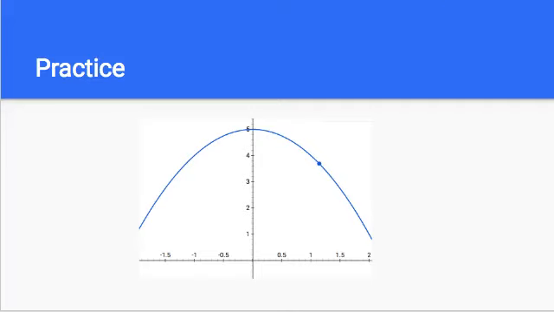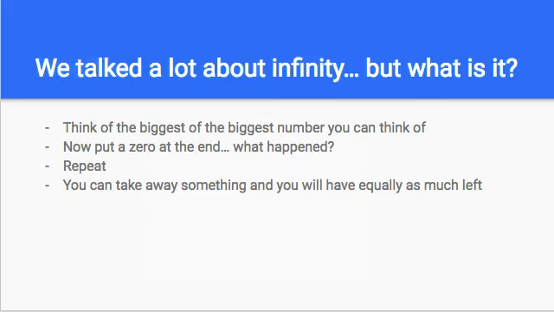So moving on, I think it's important to talk about infinity, because we talked about it, but maybe we don't understand what it is. So basically, a way to understand infinity is to think of the biggest number you can think of.